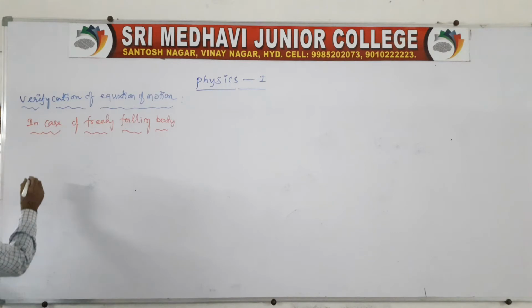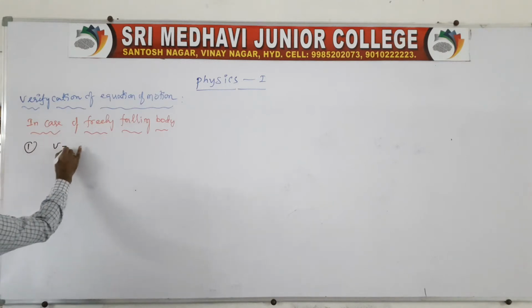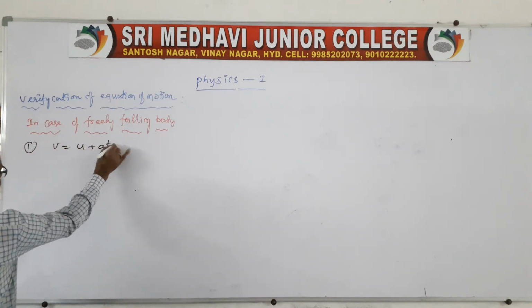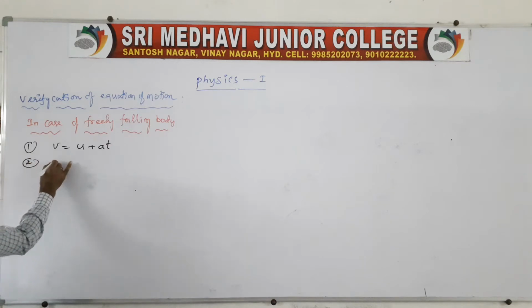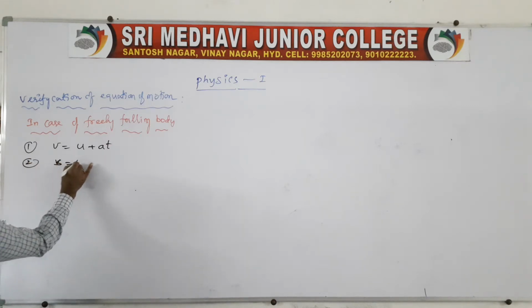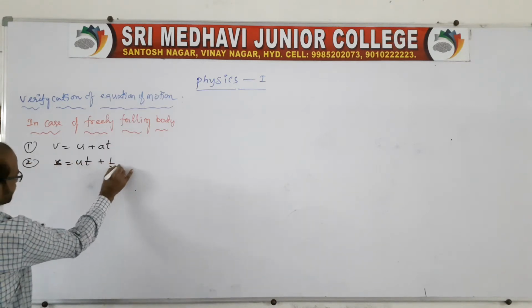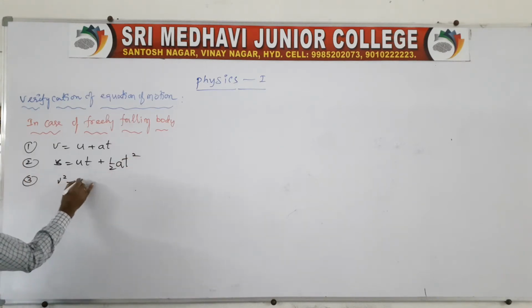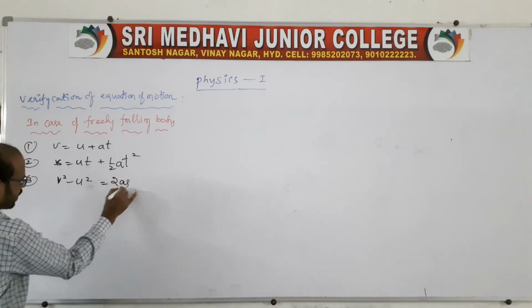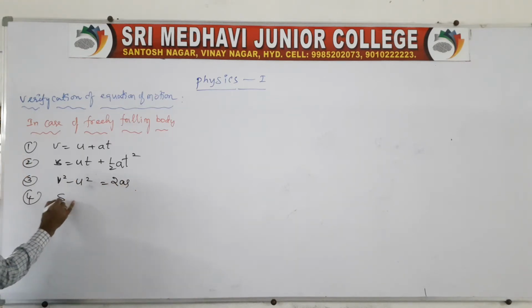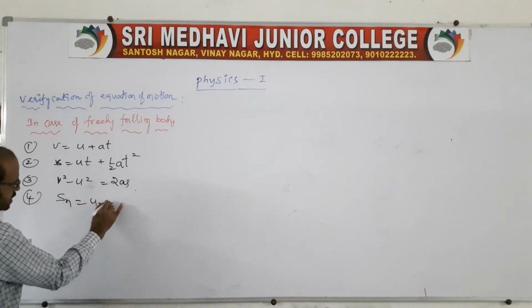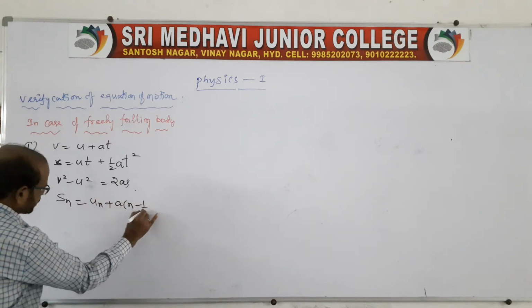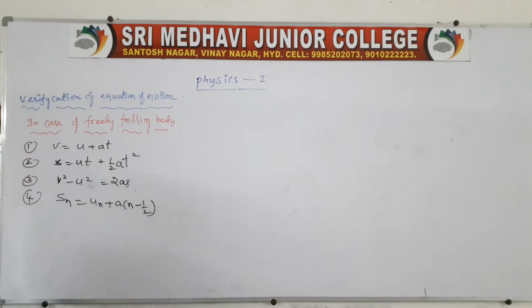That is, the first one is V is equal to U plus AT. Second one, S is equal to UT plus half AT square. This is the second expression. Third, V square minus U square is equal to 2AS. And fourth, Sn is equal to Un plus A into (2n minus 1) by 2. These are the 4 equations of motion.